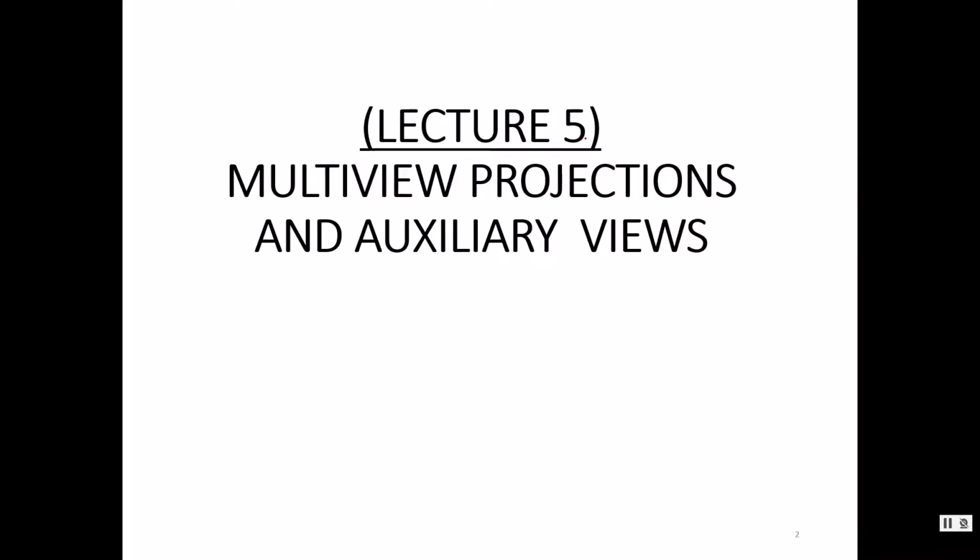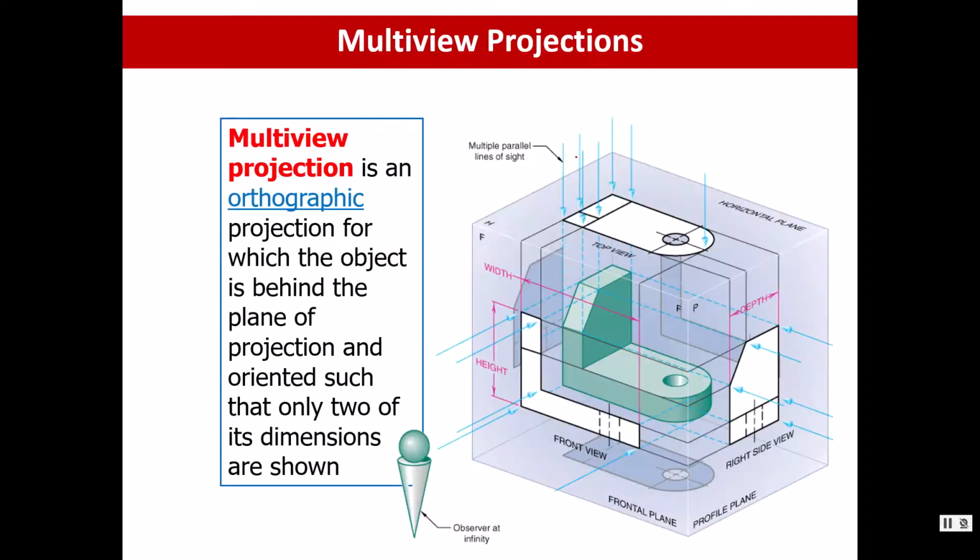So we are now in lecture 5, and it's about the multi-view projection and auxiliary view. If you still remember, during my first and second lecture, I already introduced you to the orthographic view, consisting of 2D views of different sides. So this is what we call a multi-view projection, in which we have different sides that we can view in order to view the object.